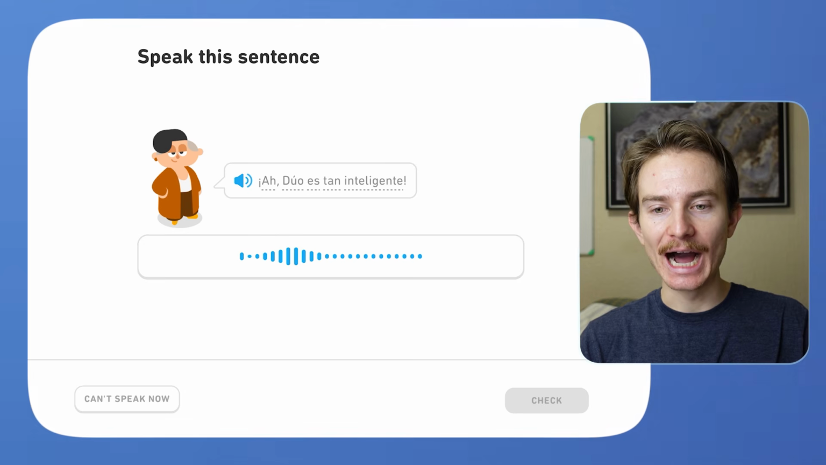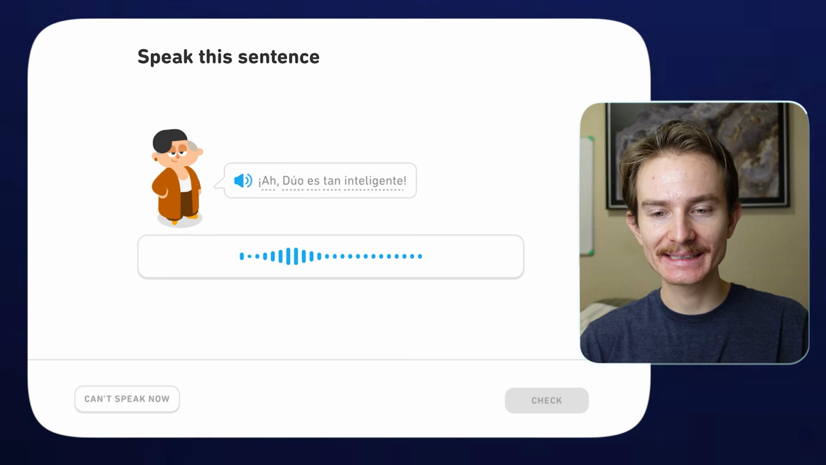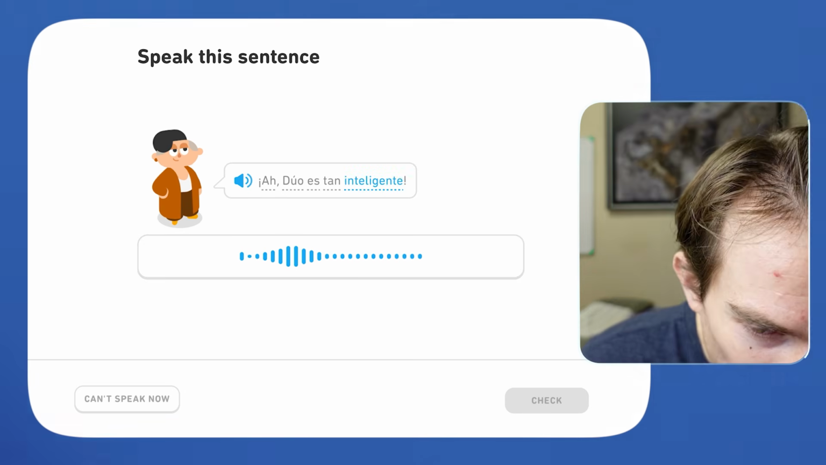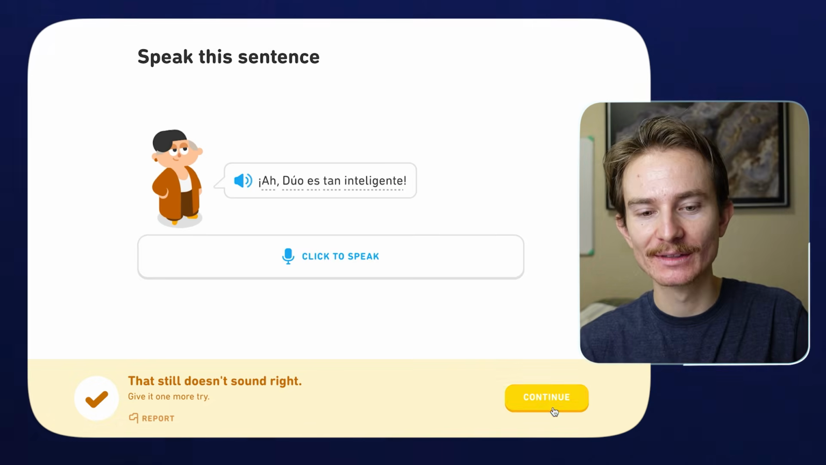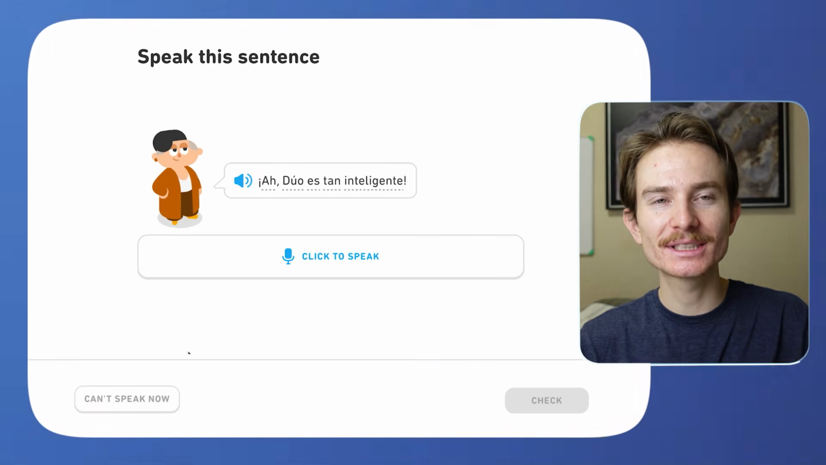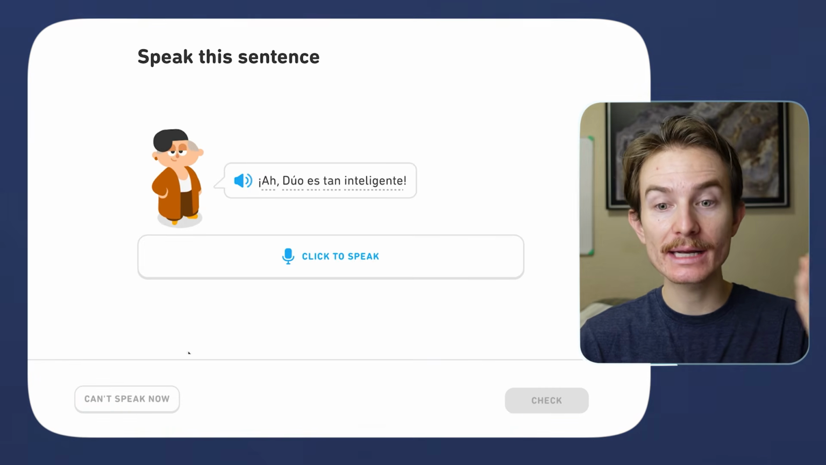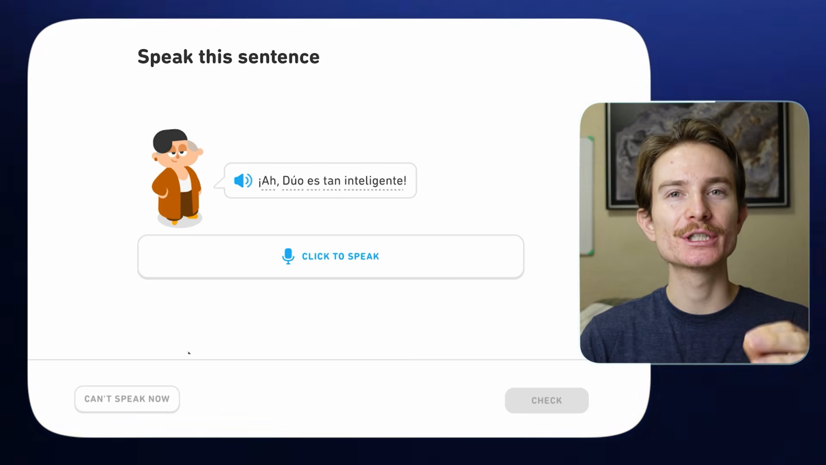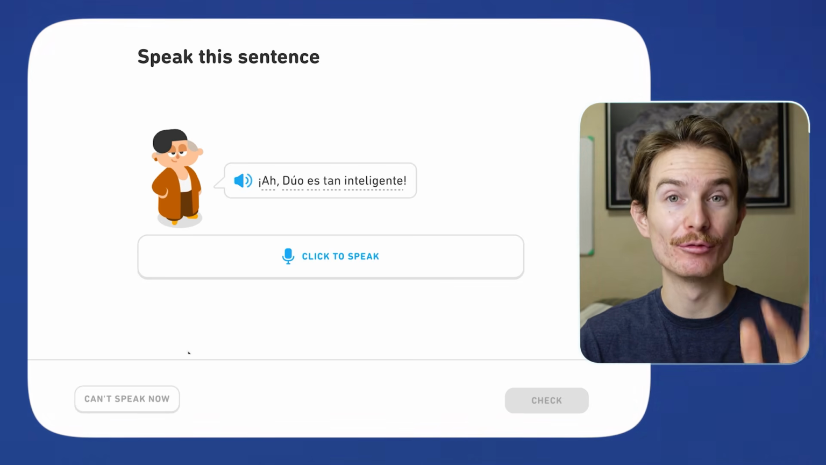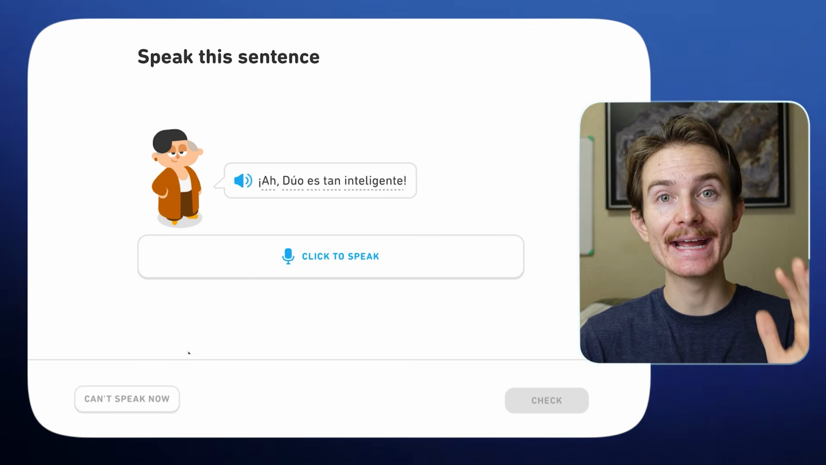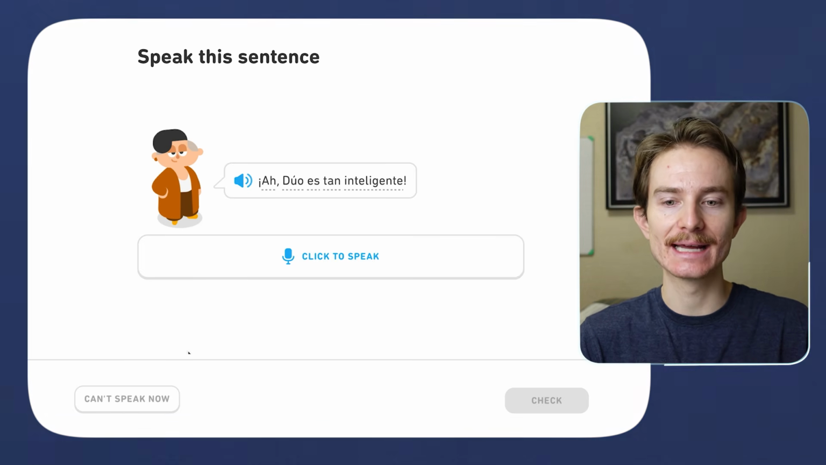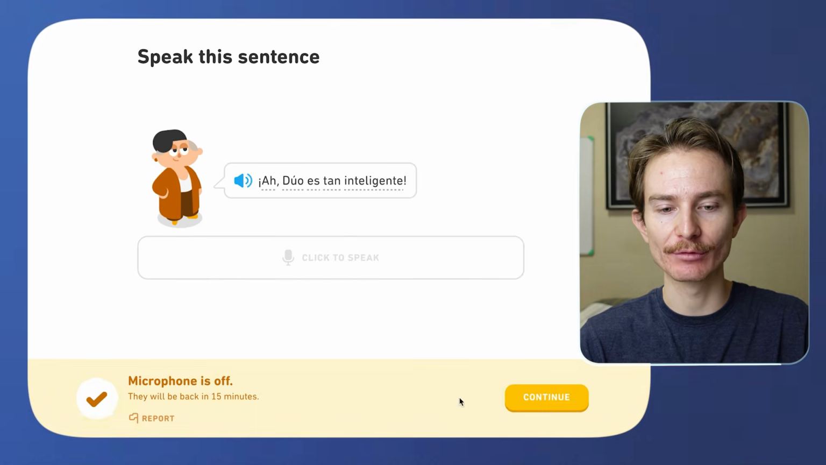Okay, I'm not sure what's going on. All right, we're just going to say that we can't speak now. I don't know why it's not working. But one of the most important things you can do in order to improve your pronunciation in Spanish is to focus on the vowel sounds. So, A, E, I, O, U. I don't know why it's not working, so we're just going to skip for now.